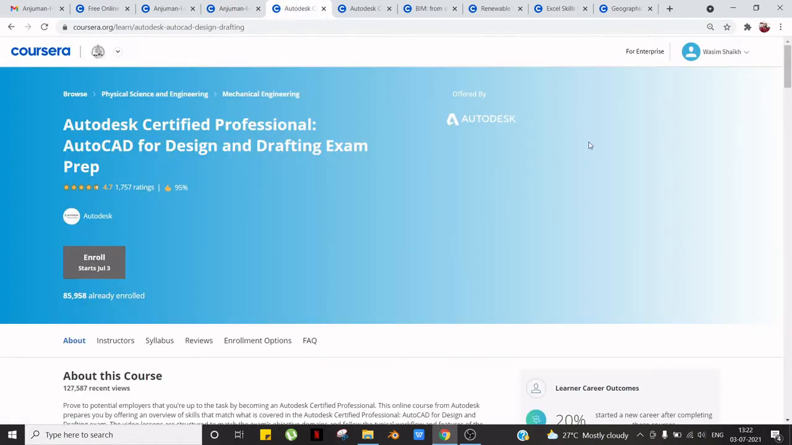So the first course that you should be interested in is this one, AutoCAD for design and drafting exam preparation. This course is being offered by Autodesk itself. It is an exam preparation course. It means once you do this course, you can easily pass the exam taken by Autodesk. If you are not interested in taking the exam offered by Autodesk, that's fine. You can just do the course and learn some fundamentals about AutoCAD.